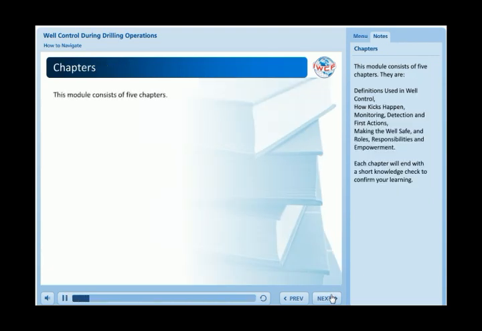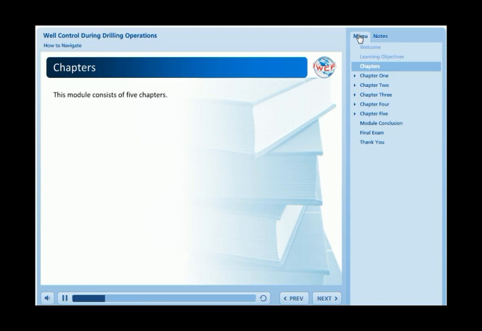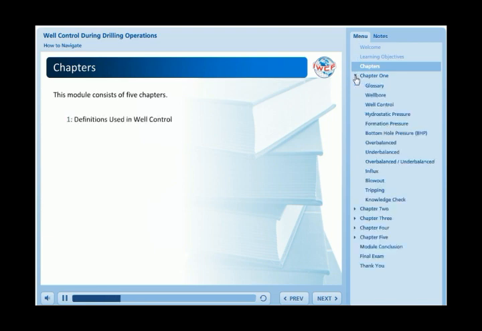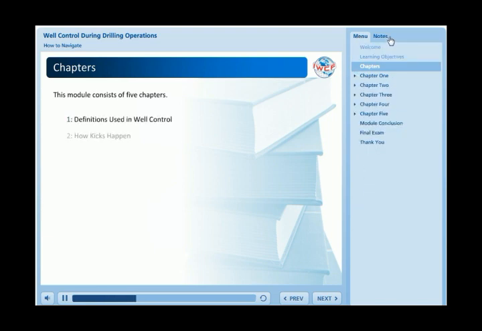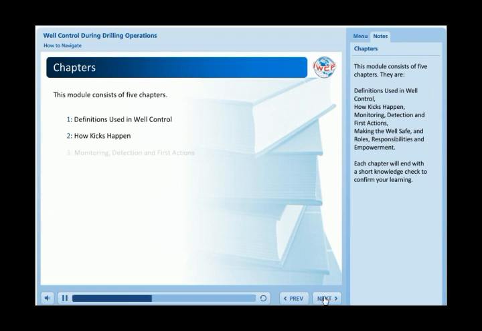This module consists of 5 chapters. They are definitions used in well control, how kicks happen, monitoring, detection and first actions, making the well safe, and roles, responsibilities and empowerment. Each chapter will end with a short knowledge check to confirm your learning.